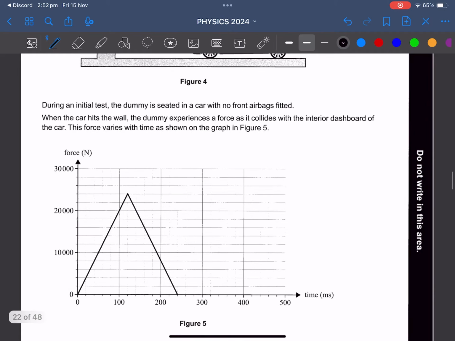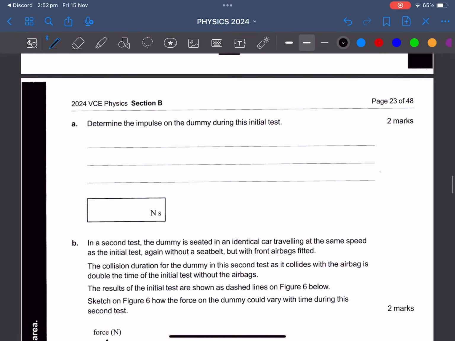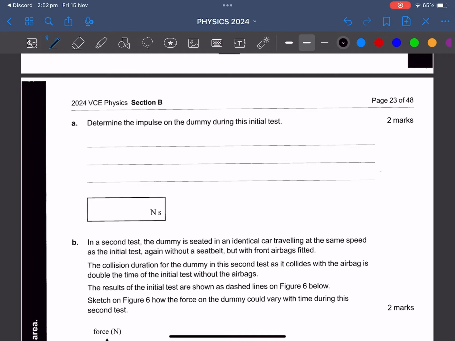During an initial test, the dummy is seated in a car with no front airbags fitted. When the car hits the wall, the dummy experiences a force as it collides with the interior dashboard of the car. This force varies with time as shown in the graph in figure 5. Determine the impulse on the dummy during the initial test.